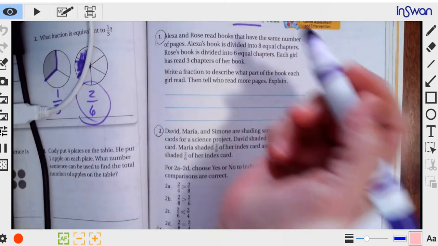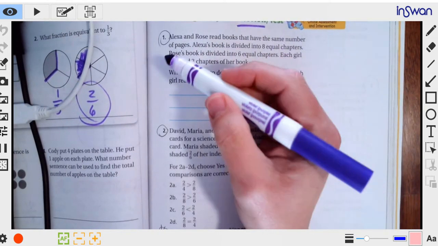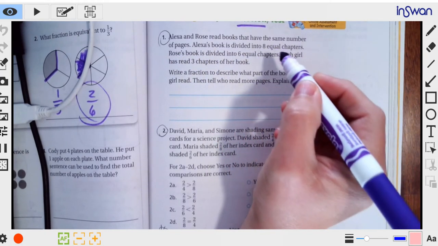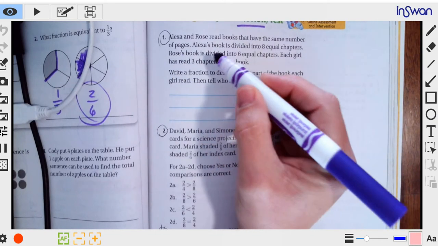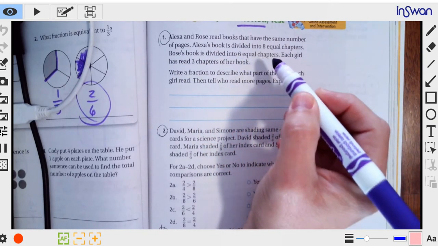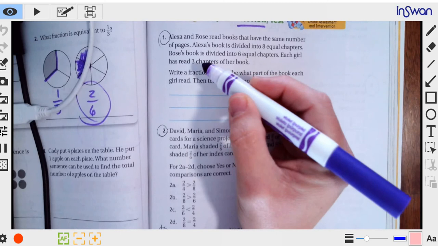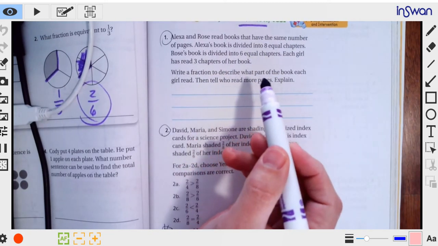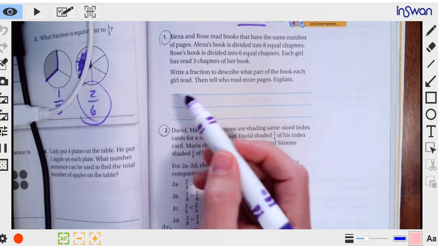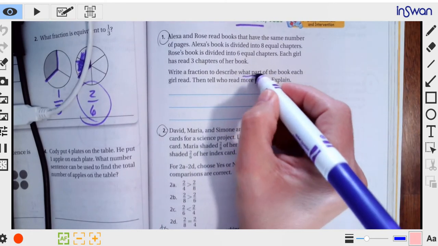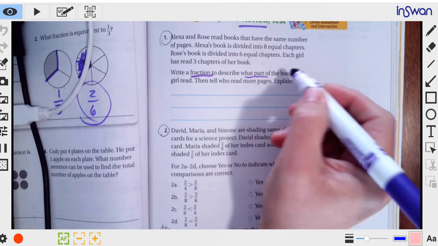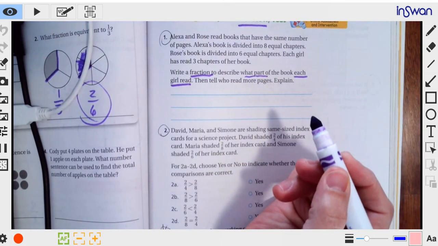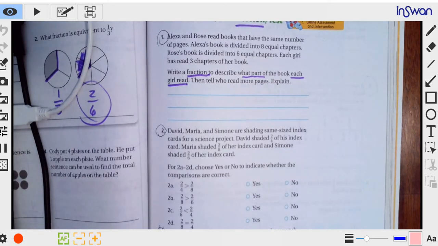Alexa and Rose read books that have the same number of pages. Alexa's book is divided into 8 equal chapters. Rose's book is divided into 6 equal chapters. Each girl has read 3 chapters of her book. Write a fraction to describe what part of the book each girl read. Okay, that's the first thing we're going to do. So let's look up here.